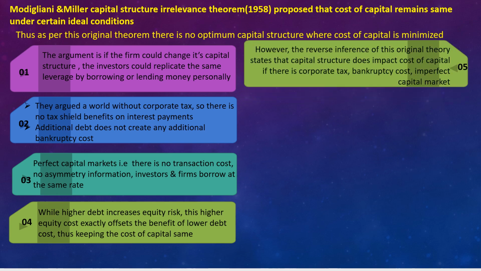However, the reverse inference of this original theory states that the capital structure does impact cost of capital if there is a corporate tax, bankruptcy cost, and imperfect capital market.